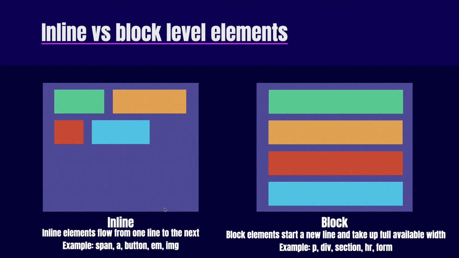With inline, an inline element will flow from one line to the next, and the element itself will only take up the width that it requires. Block elements, however, will start a new line and will take up the full available width. With both of them beside each other, I have color-coded it so you can see what the element would do. If this green element was set from inline to block, then it would take up this full space and it would push this yellow element to the second line.